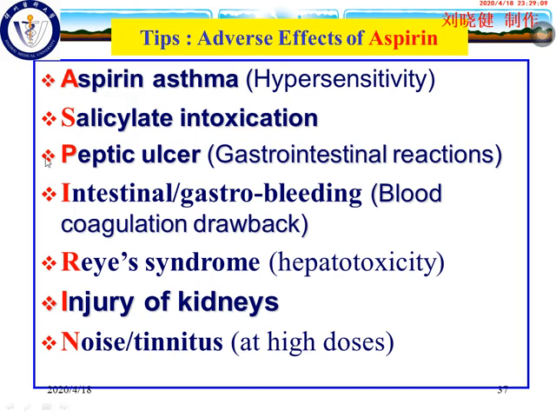And peptic ulcer, which means gastrointestinal reactions. Intestinal and gastric bleeding is caused by the antiplatelet effect, the antithrombotic action. This is a blood coagulation drawback. And Reye's syndrome, which is one hepatotoxicity in children. So don't use aspirin to relieve fever in children.